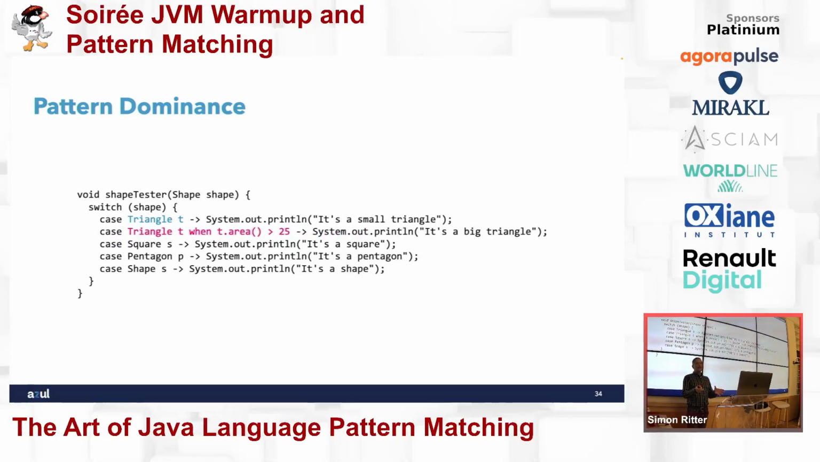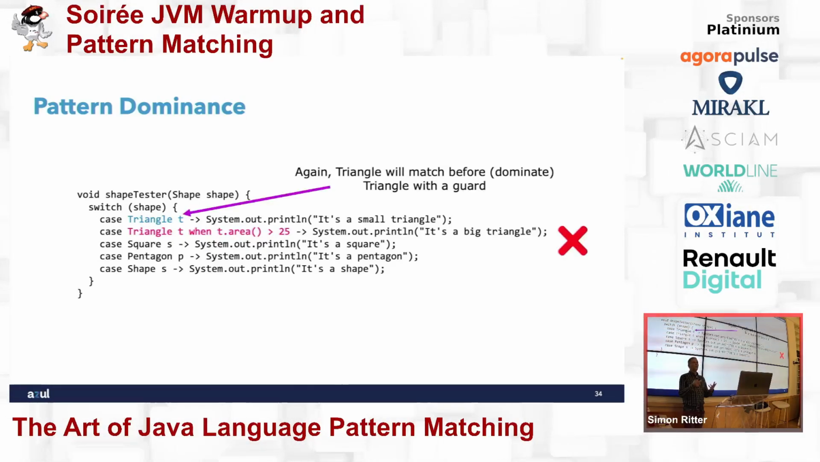But you also need to be a little bit careful because if you use a guard, you also need to be careful about the order, because if you do case Triangle t on its own, that will again match any triangle and you will never get to the case where you've got a guard to test the area is greater than 25. Helpfully, the compiler will reject that for you as well.